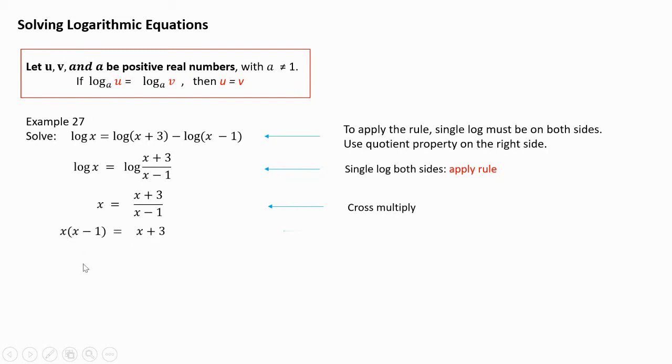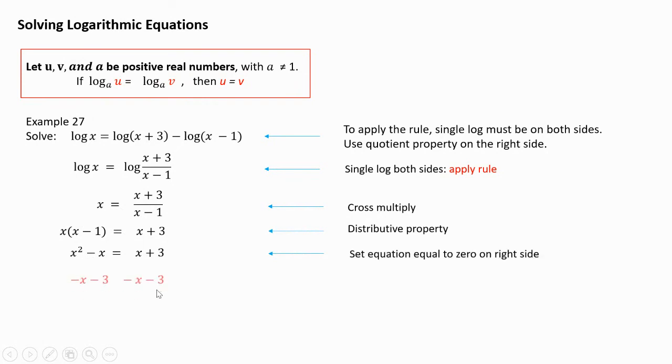Now I'm going to distribute. So this becomes x squared minus x. Since we have something squared, the terms on the right side must go to the left side. So I'm going to subtract x and subtract 3 from both sides, because I have to let it equal 0 so I can factor. On the right side, it's going to equal 0 because x minus x is 0 and 3 minus 3 is 0. On the left side, we have x squared, negative x minus x gives us negative 2x, and then minus 3. So this is what we got on the left side.